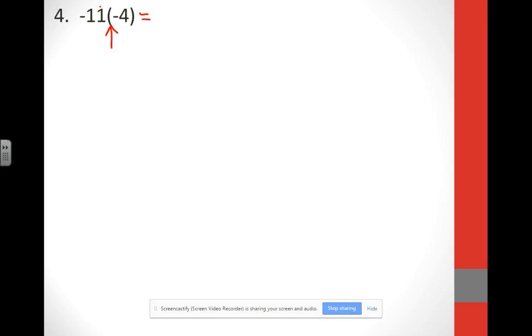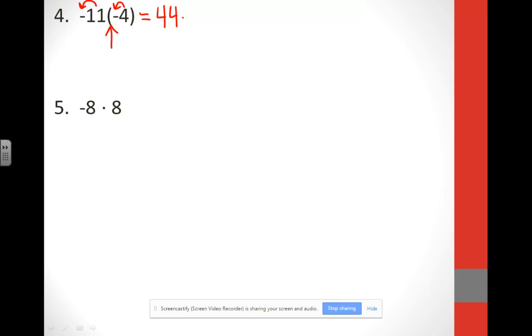So I've got to go to my multiplication and division filing cabinet and use that rule. I'm going to look at my signs. 11 is negative and 4 is negative. My rule for multiplication, if the signs are the same, which in this problem the signs are the same, then my answer is going to be positive. So -11 times a -4, I just multiply the numbers like normal. It's a positive 44.